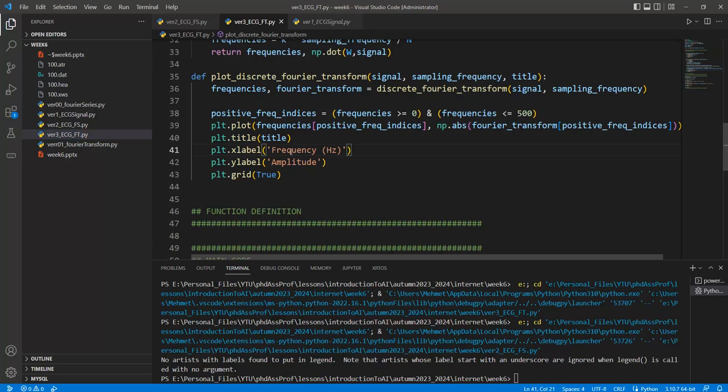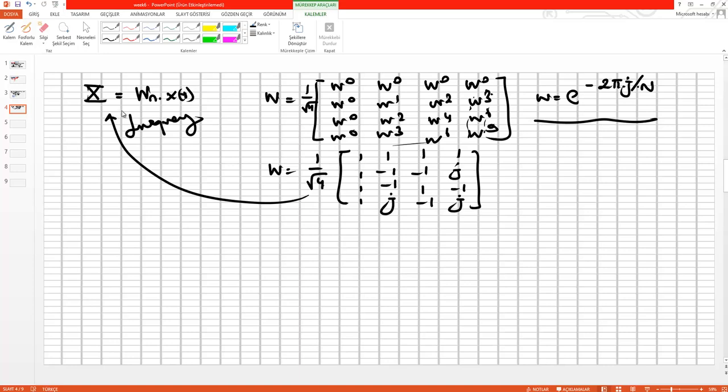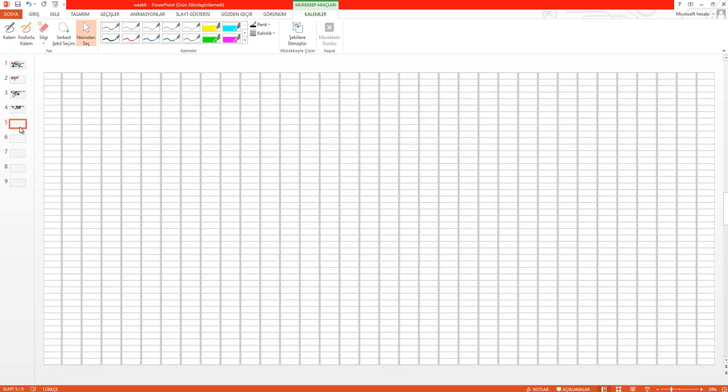I'm continuing. Okay. What about the wavelet transform? Have you heard about the wavelet transform? Nothing? Just kidding, right? Your signals and systems lesson.